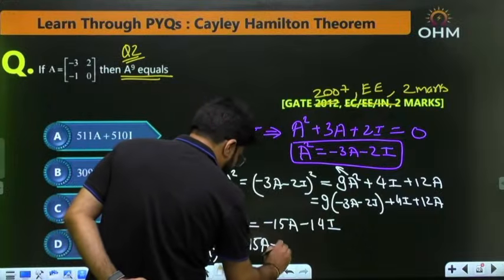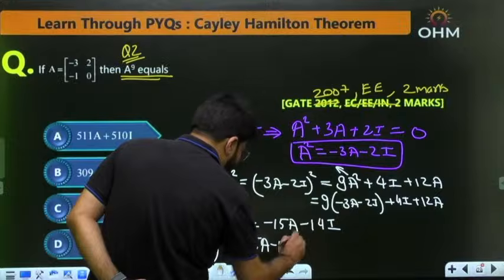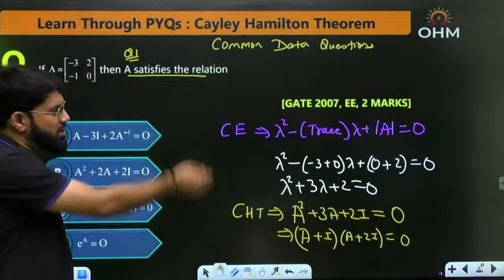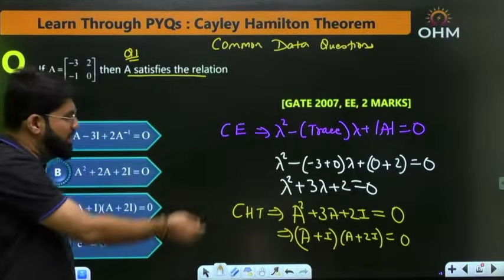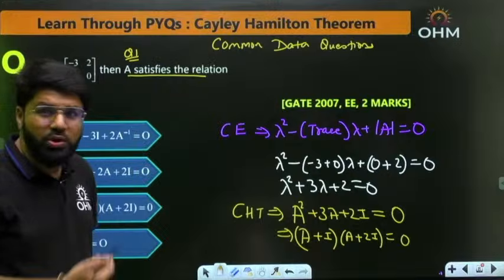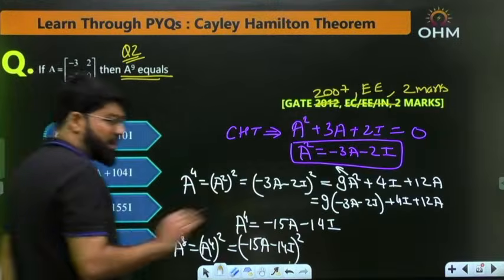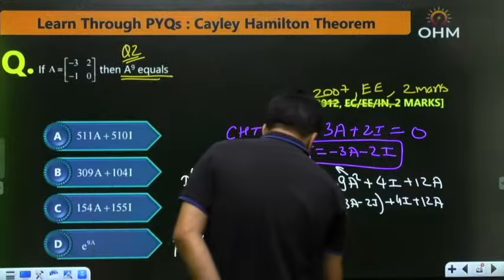Minus 15a minus 14i. But if you consider this as a 4-mark question, what is there in this question? Nothing, na? This was just a 1-marker type question. They have put it as 2 marks. So by the same measure, it's like a 4-mark question they asked. But now there is no common data or linked question pattern in GATE.